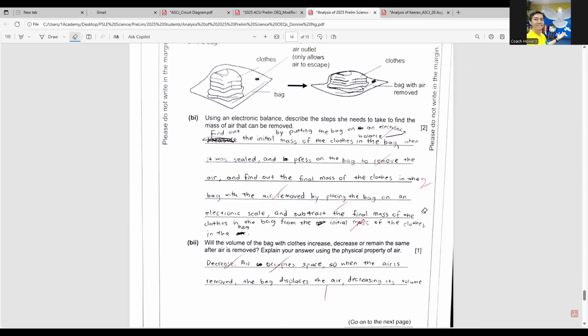Because in P4, they learn on the topic of matter, solid, liquid, gas, if you remember. And because air belongs to the gas state, when there's less air means less volume. So that's why it decreases. And the reason is because air occupies space. So when the air is removed, the bag displaces the air, decreasing its volume. So I'm going to show you a live application for this. Just give me 2 seconds to bring up the screen here with the sound.